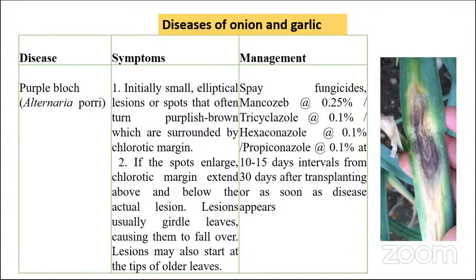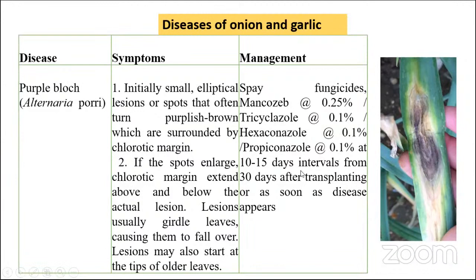Again, the species is different, Alternaria porri. The symptoms are initially small elliptical lesions or spots that often turn purplish to brown, surrounded by a chlorotic margin. These spots are caused by the purple blotch pathogen, Alternaria porri. If the spots enlarge, the chlorotic margin extends above and below the actual lesion. The lesions usually girdle the leaves, causing them to fall over. The lesions may also start at the tips of older leaves.